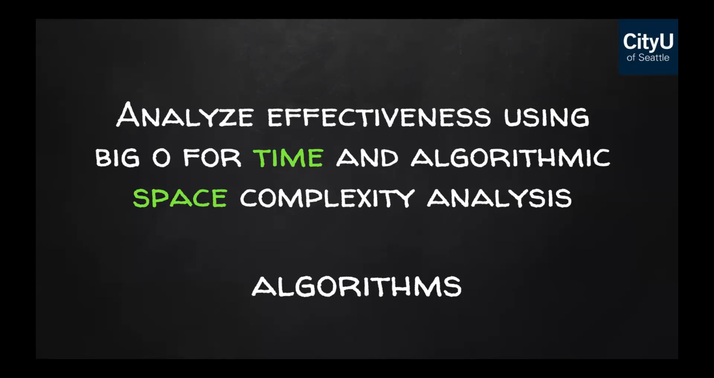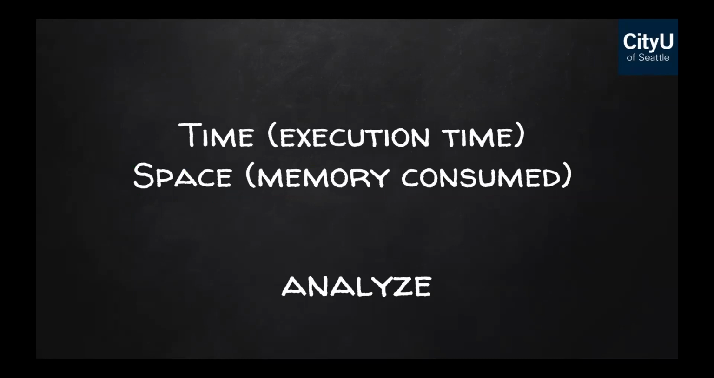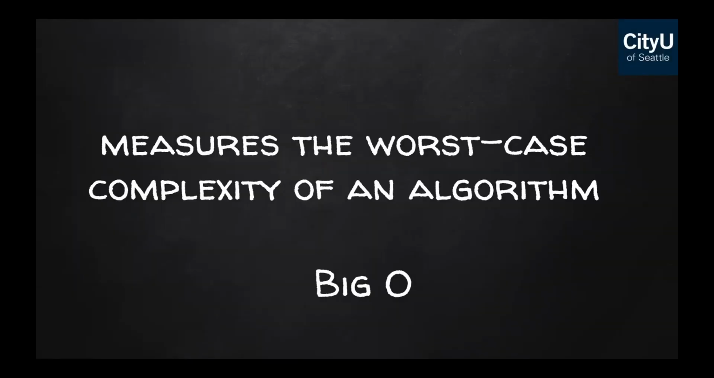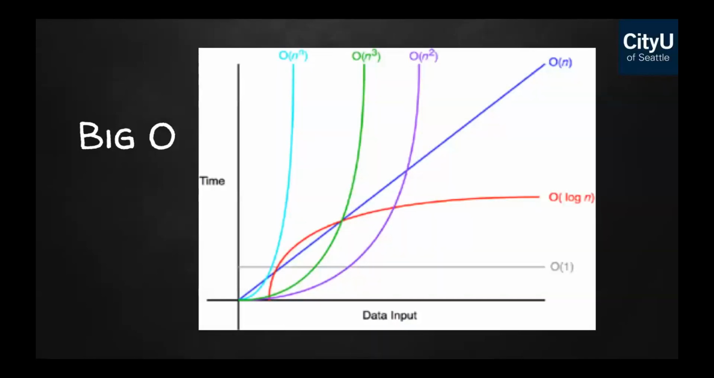Next, to analyze the effectiveness of algorithms, they use the big O for time and space complexity analysis. It measures the worst case complexity of an algorithm. Again, that's big O. And here's a graph. So if you can see this one, this is the constant time. As you have more data input, it's still constant. It will still run, let's say, if it's 5 seconds, it's going to be 5 seconds.